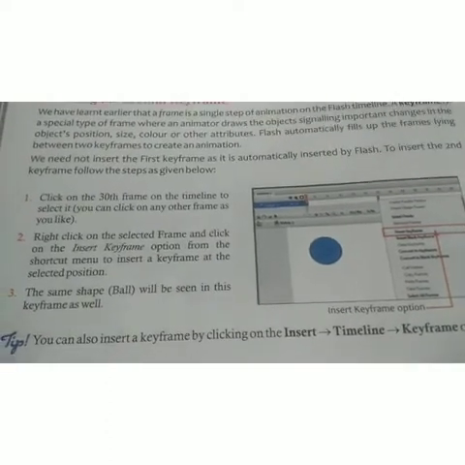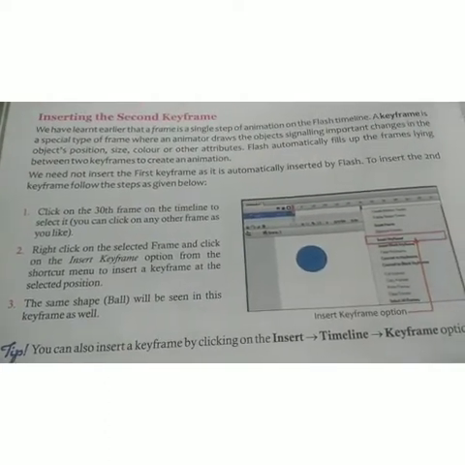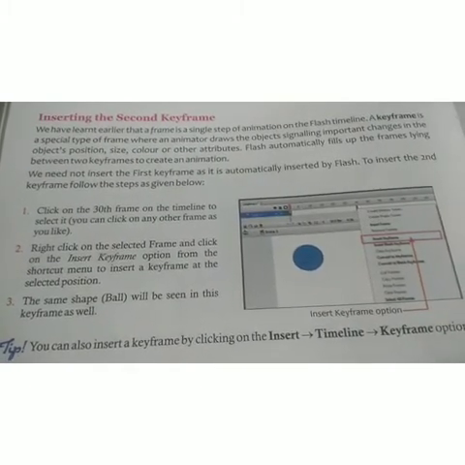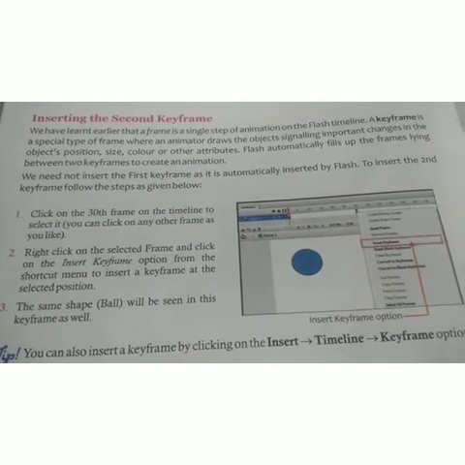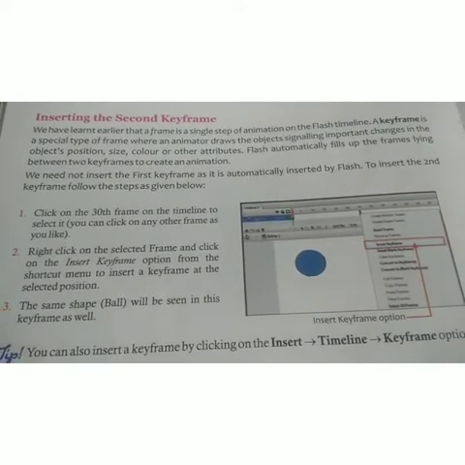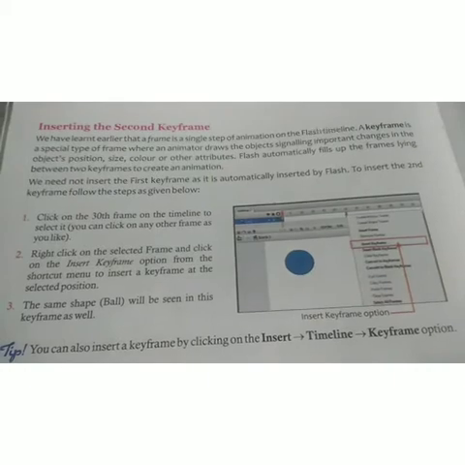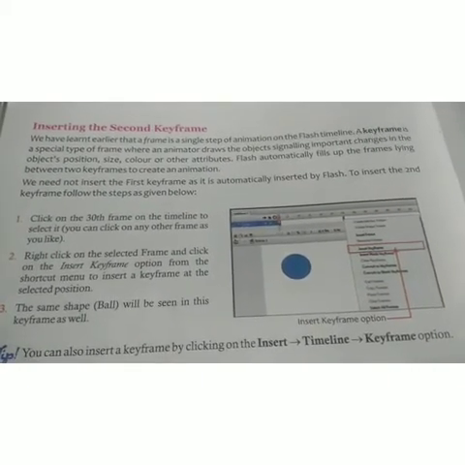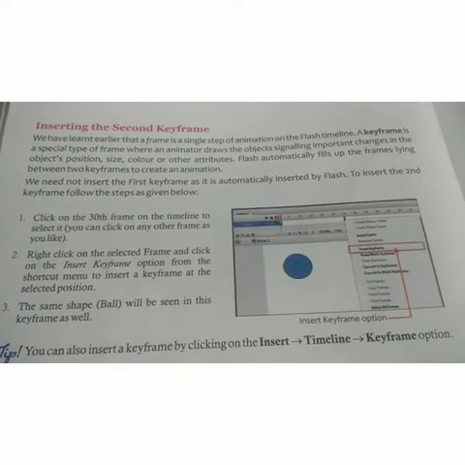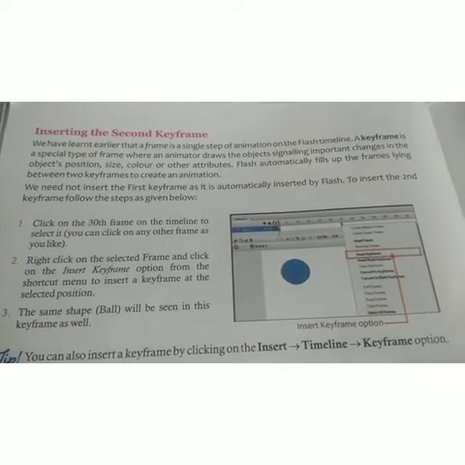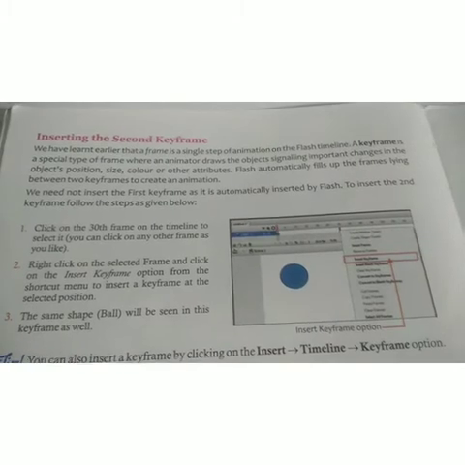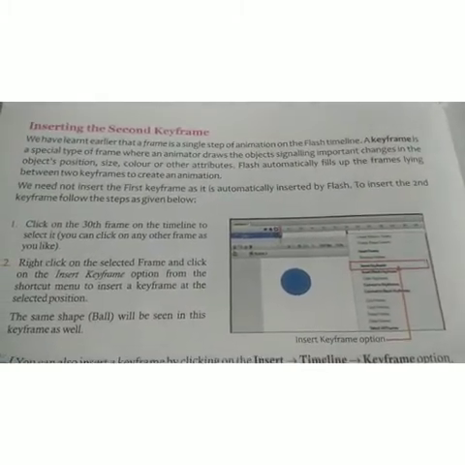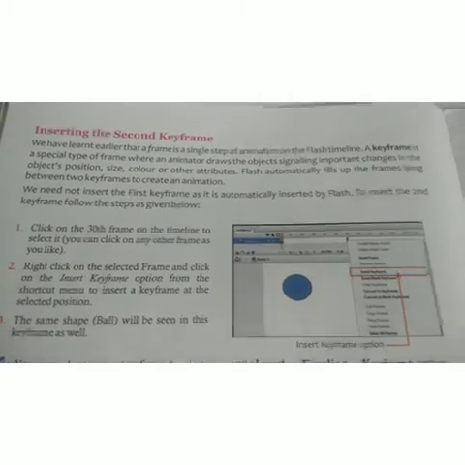To insert the second keyframe, follow the steps given below. First, click on the 30th frame on the timeline to select it. You can click on any other frame as you like. Second, right click on the selected frame and click on the Insert Keyframe option from the shortcut menu to insert a keyframe at the selected position. Third, the same ball shape will be seen in this keyframe as well. You can see the Insert Keyframe options given in your book.